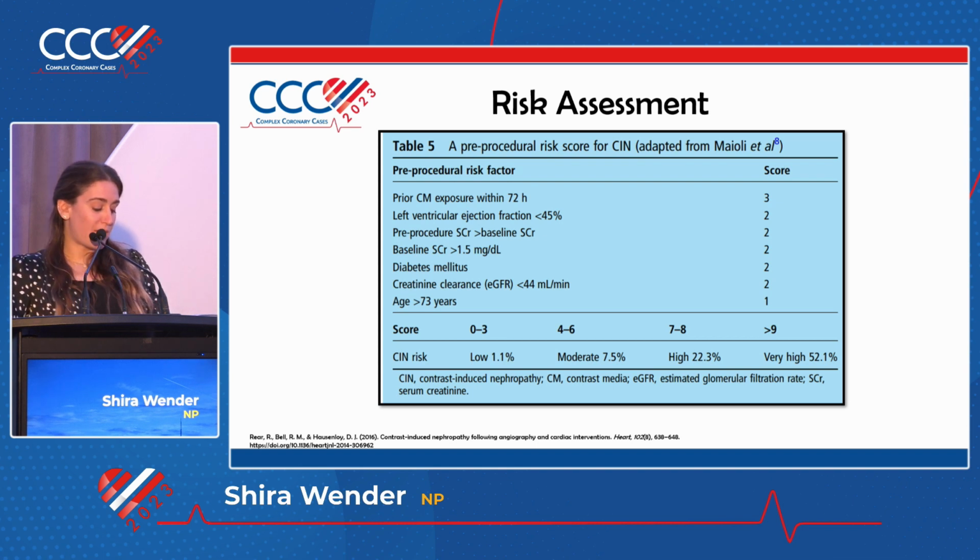Clinically significant risk factors for CIN include dehydration, hypotension, diabetes, an EF less than 45%, advanced age, anemia, nephrotoxic medications, NSAIDs, aminoglycosides, high-dose loop diuretics, and a large volume of or high osmolality of contrast agent.